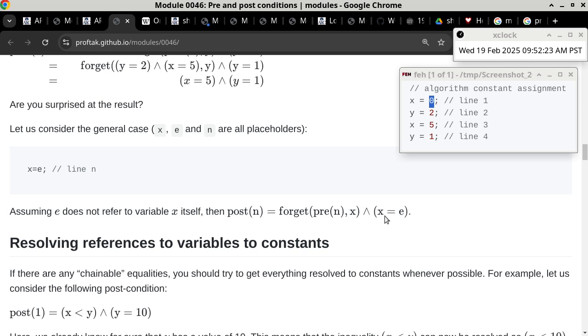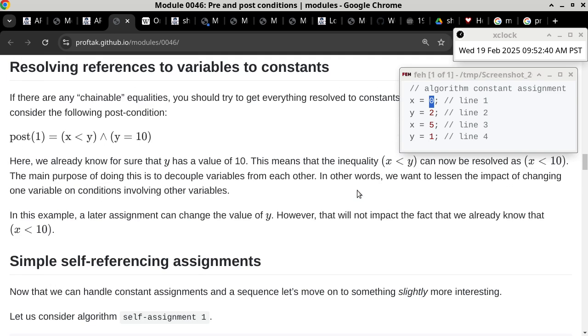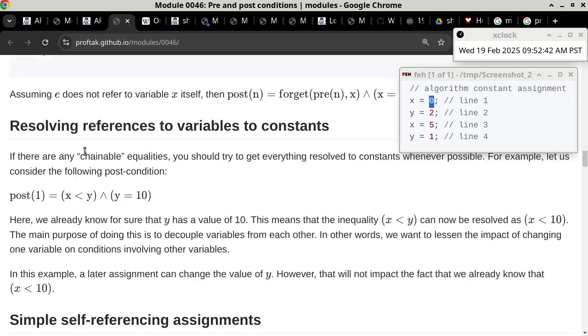Okay, are we doing okay so far? All right. The notation can be difficult to grasp, but it is important to know what it is supposed to be doing first. So the reasoning is important. Now, if there are any chainable equalities, you should try to get everything resolved to constants whenever possible.